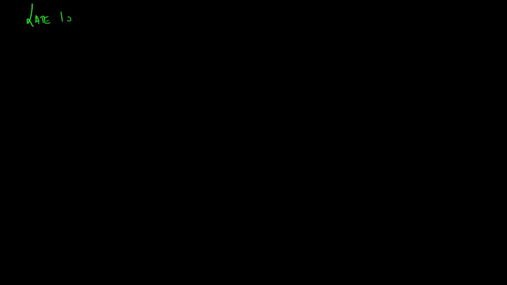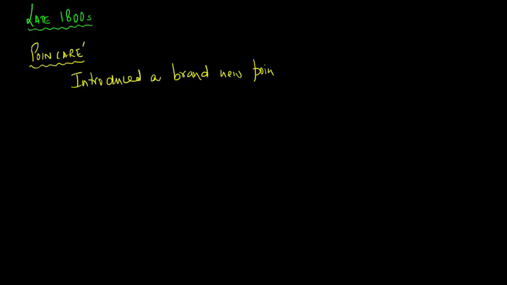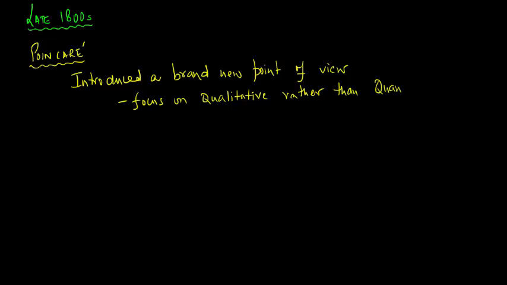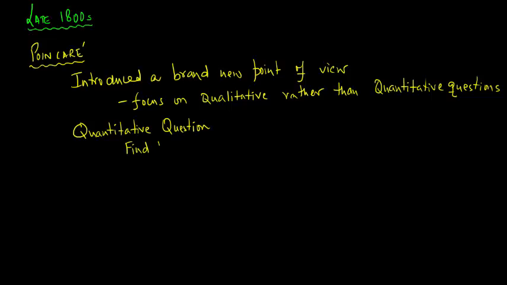Progress then happened in the late 1800s with the work of Poincaré. Now what he really did was introduce a brand new point of view. What he said was the following: let's focus on qualitative rather than quantitative questions. Here's an example of a quantitative question. Can we find the exact position of the planets at all times?